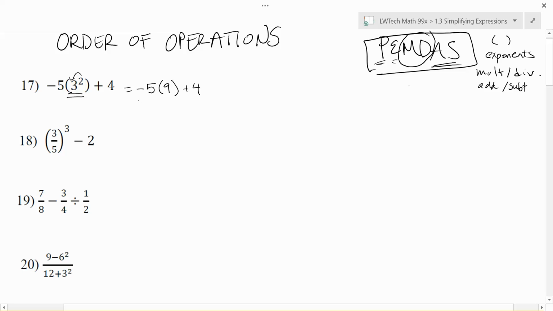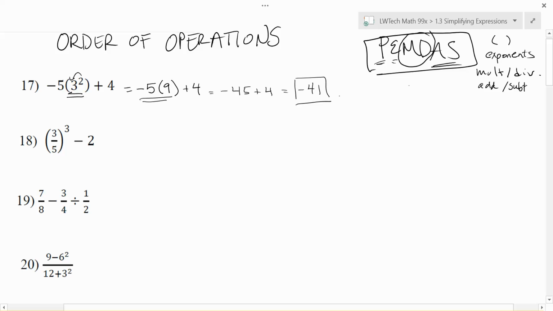Now at this point, notice I have a -5. If there's nothing written in between, it means multiply. So -5 times 9 and a plus 4. We always do multiplication before we do addition. So we're going to do the -5 times 9, which gives us -45. And then add 4. Signs are different, so we subtract and we end up with -41 as the solution.